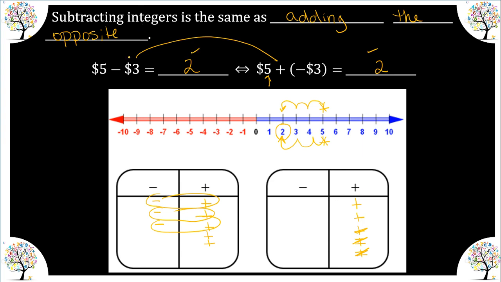So subtracting integers is the same as adding the opposite. The first number stays what it is. We change subtract to add, and then we take the opposite of the second number. This positive 3 becomes the negative 3.